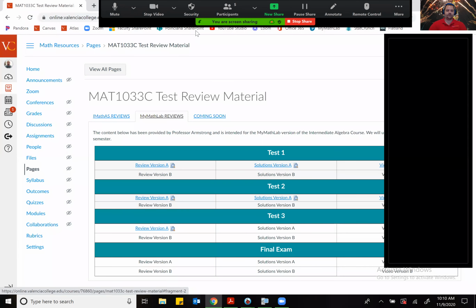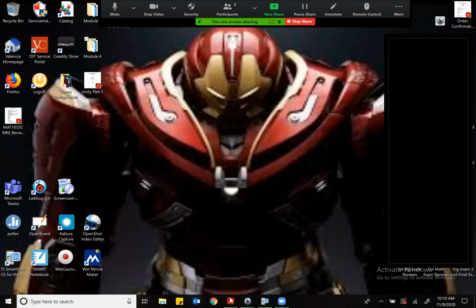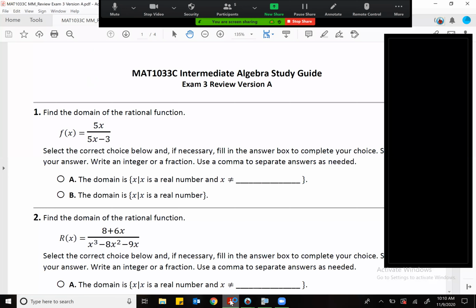Everyone good so far? Is everyone still with me? Yeah. Okay. Just wanted to make sure, because my computer's kind of slowing down and doing some weird things right now. All right. So let me close that window. Here is our review, version A.